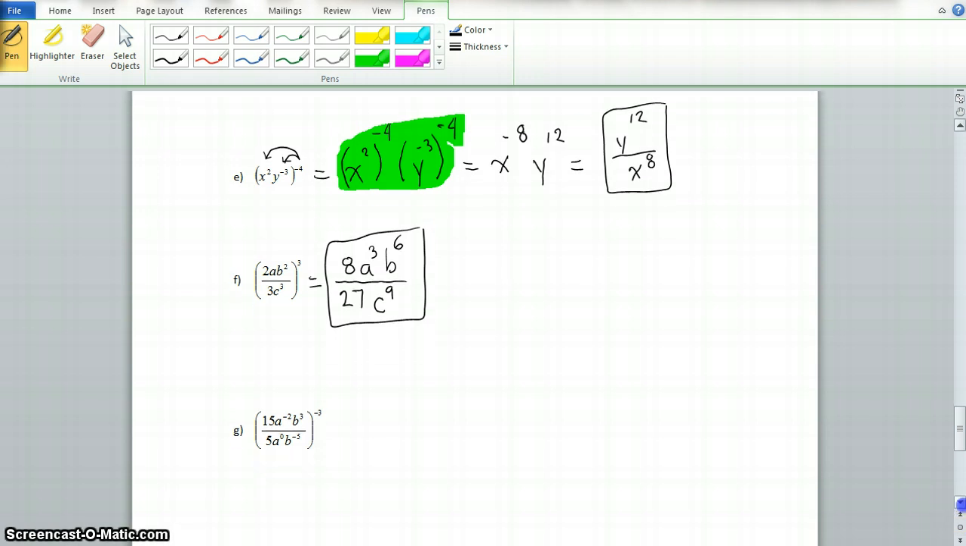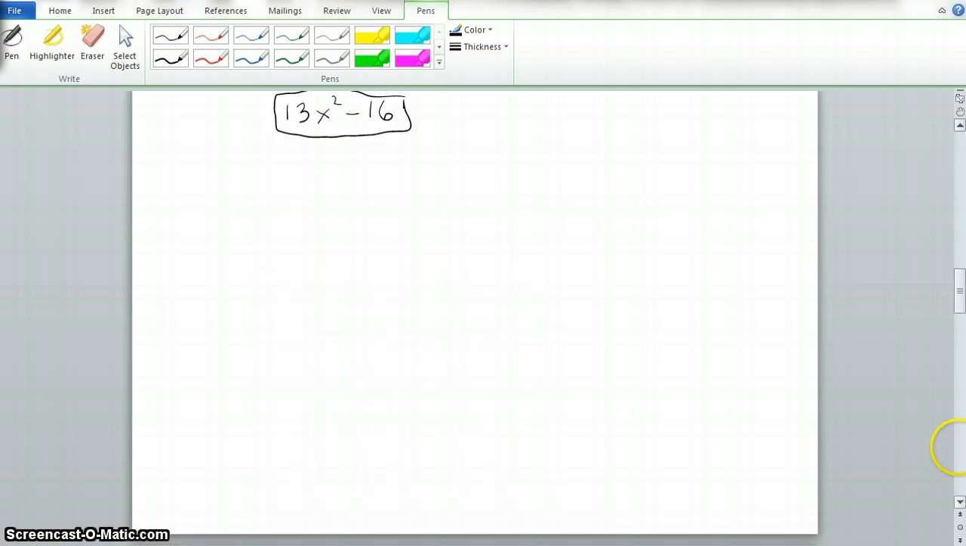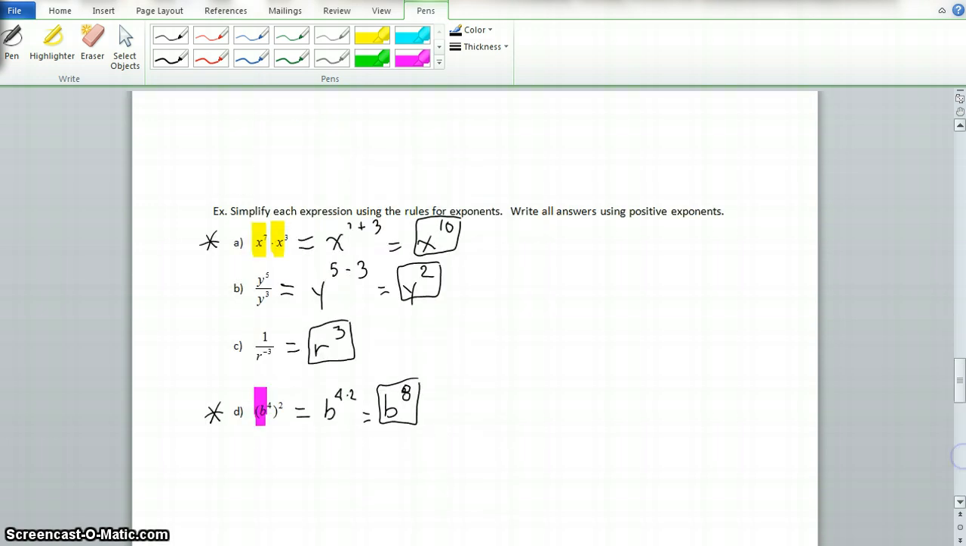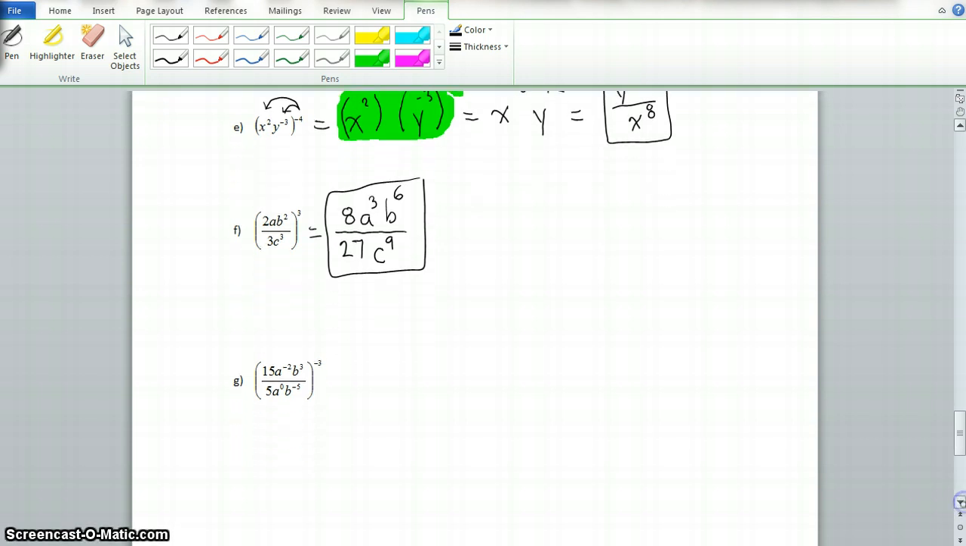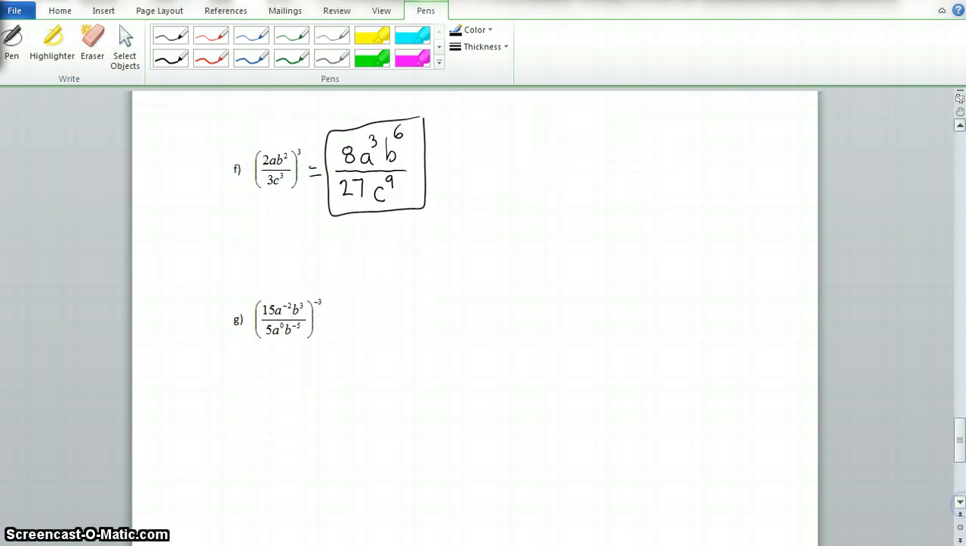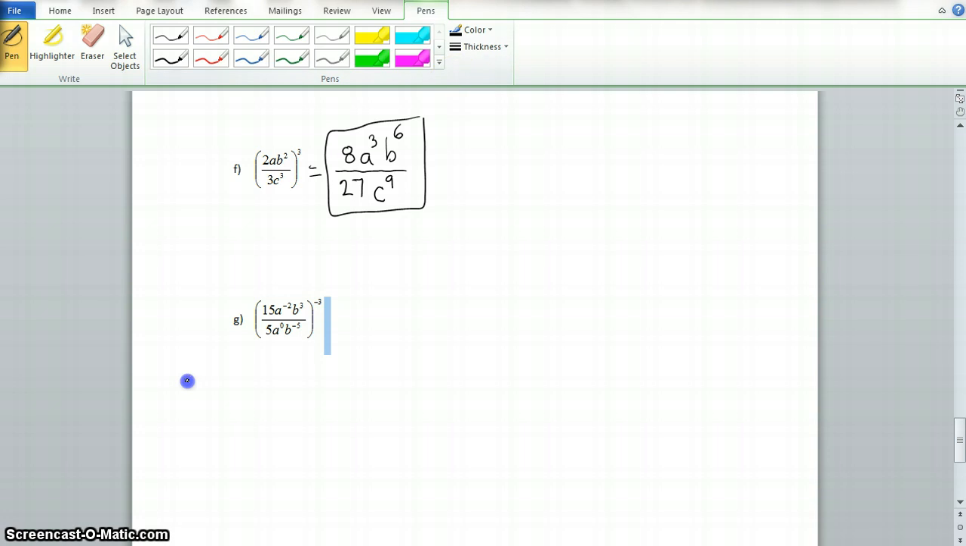Let's look at this last example. Alright, here we are. Part G. Had to leave some space down there. Okay, let's do this one. Part G. I don't know how those blue lines got there. Okay.